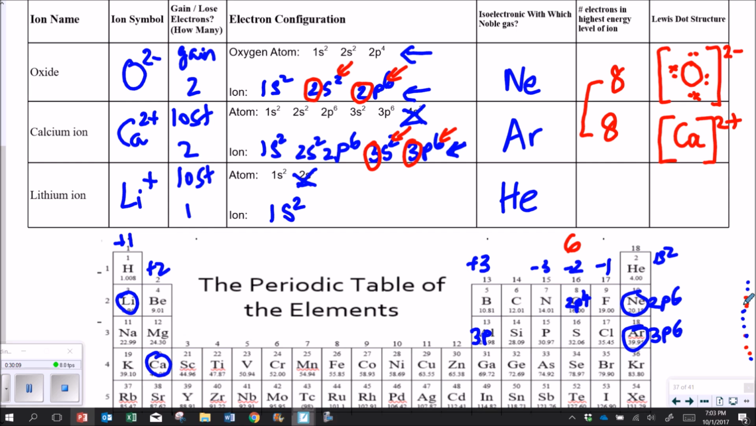Number of electrons in the highest energy level of lithium: it only has 1 energy level left, and there are 2 electrons in there, so we have 2. And we have said that for helium, a stable electron configuration is 2 and not 8, because it doesn't have 8 electrons. So the Lewis dot structure, again, it is a positive ion, so I write lithium, nothing around it as far as dots or crosses, and I put my square bracket and I show a charge of +1.